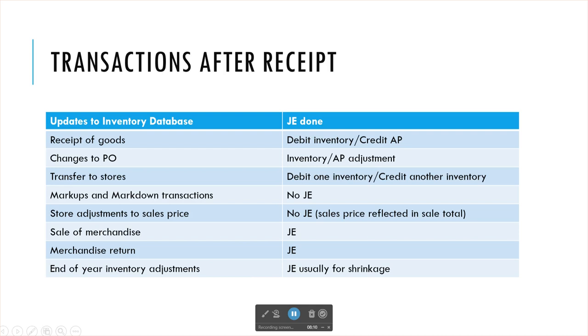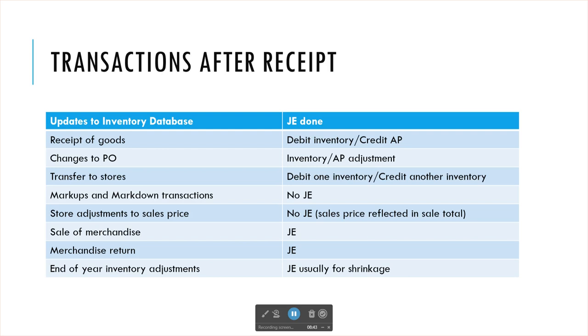So the updates to the inventory database happen when the goods are received in, and when they're received in, they become a part of inventory. There's a general ledger entry, usually debiting inventory and crediting accounts payable. When we make changes to our purchase order, so that we may be changing the price that we're going to pay for it because it's damaged or something like that, you're going to have an adjustment, and it's going to be an adjustment to the inventory and how much you now owe. So that's a journal entry.